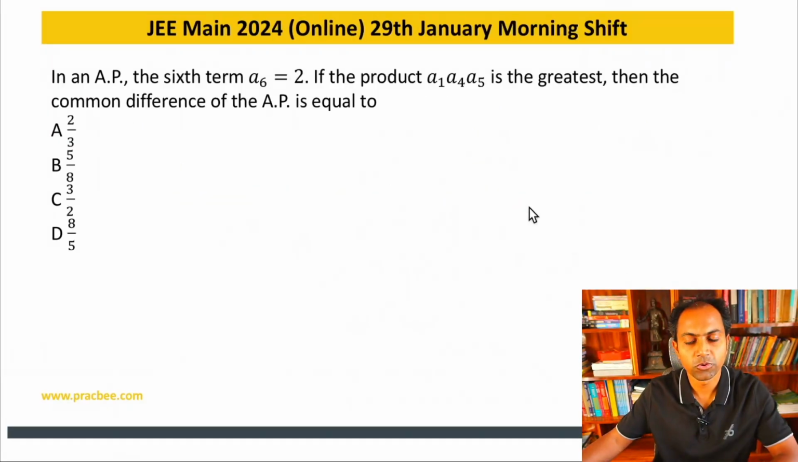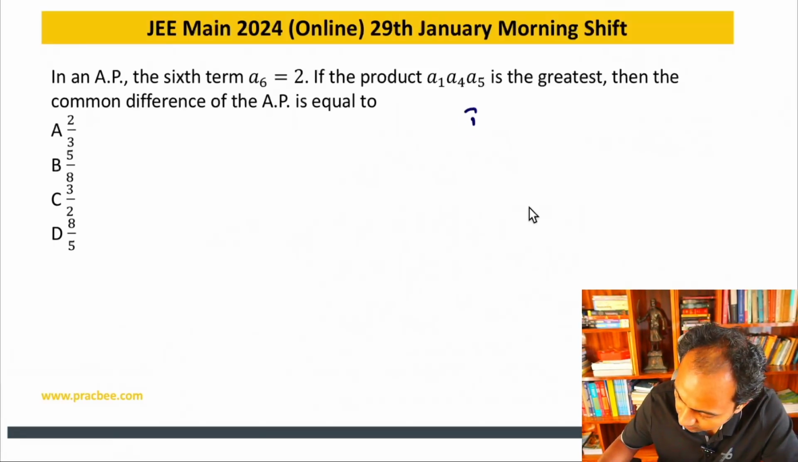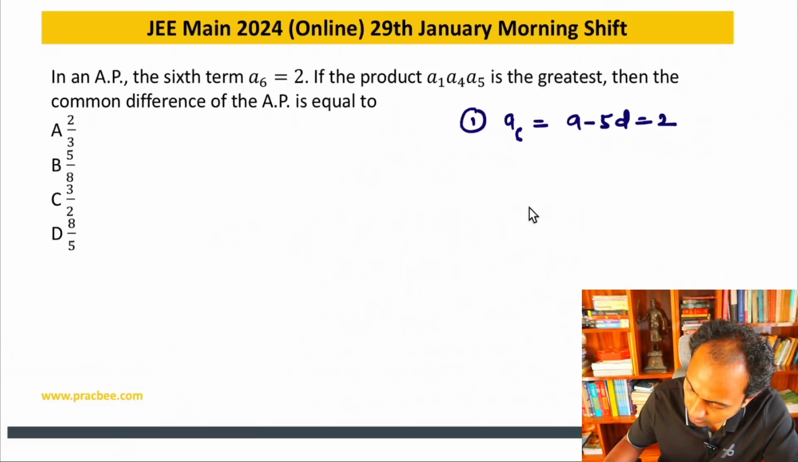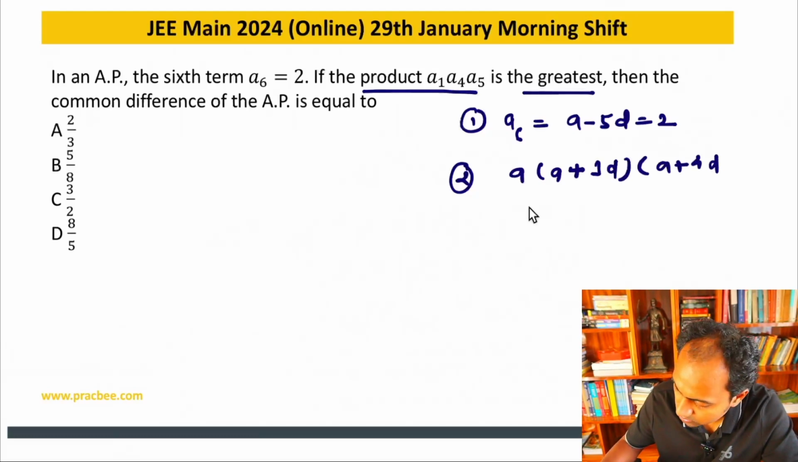A. Now this next 2024 question talks about the value of 6th term. So if I start from step 1, they have given us the value of the 6th term. That can be written as A minus 5D, and this is nothing but 2. In the second part, what they are asking, the product of these three terms is greatest. So let us write the function. So if I multiply them, it will be A into A plus 3D into A plus 4D. They want us to maximize this function.